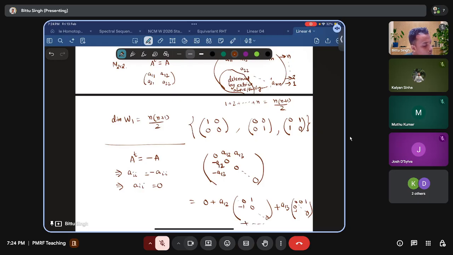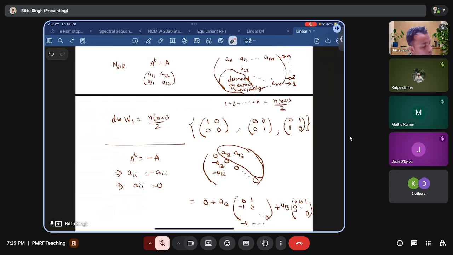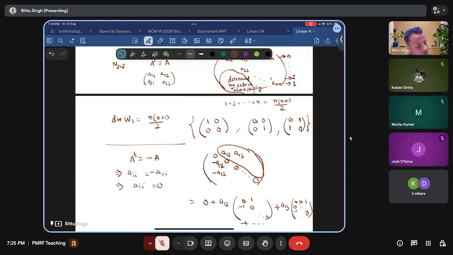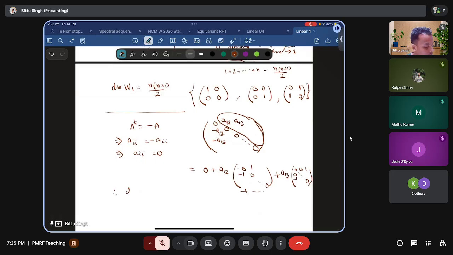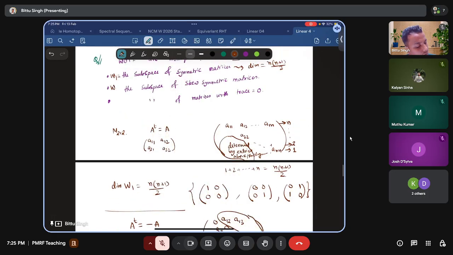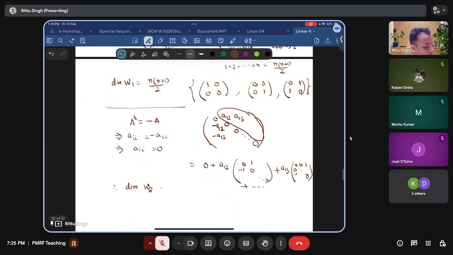So it will continue, and you can see now the choice is n plus n into n plus 1 by 2, but the diagonal is not there, so you need to subtract this n. Therefore the dimension of the space of skew symmetric matrices is simply n into n plus 1 by 2 minus n, which is the same as n into n minus 1 by 2.